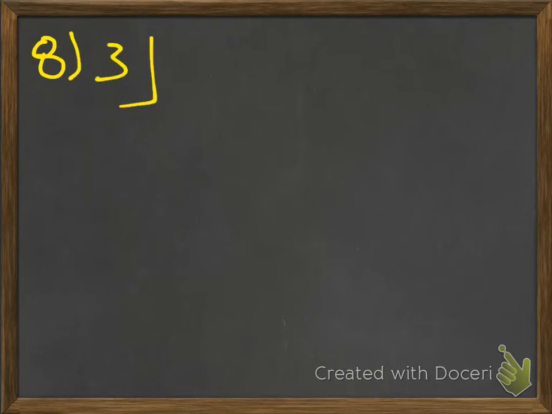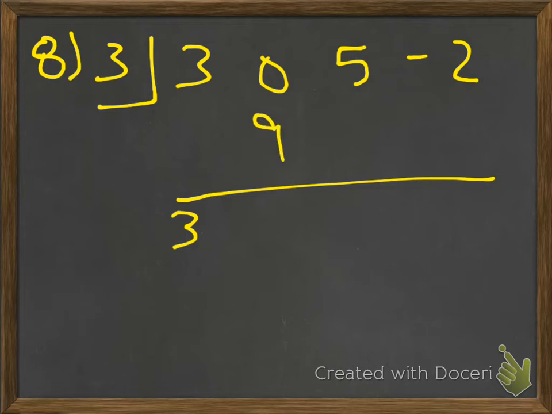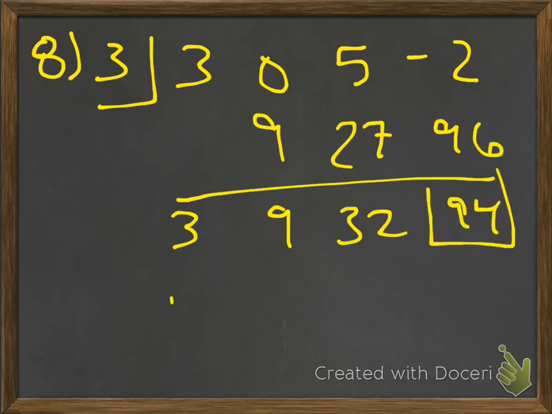All right, number 8, synthetic substitution. You can see here I'm going through it, doing still synthetic division. The only difference is all I care about is the remainder. So here my final answer is technically just the 94. So when it says synthetic substitution and evaluate, that's all you care about.